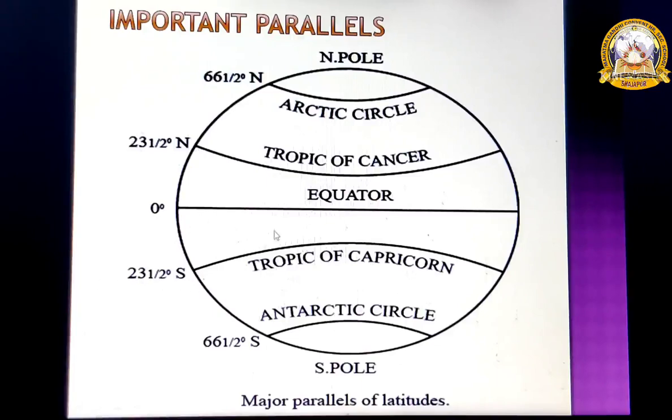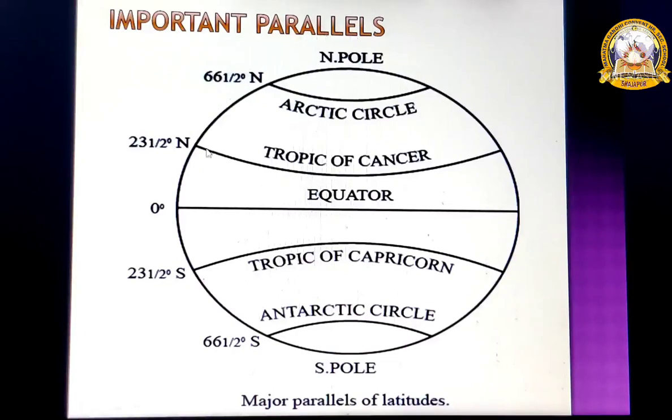degrees south. Now see, the equator is 0 degree. Below the equator, the parallels which are in the southern hemisphere, how are they marked? 23.5 degrees south, 66.5 degrees south. Those in the northern hemisphere: 23.5 degrees north, 66.5 degrees north.